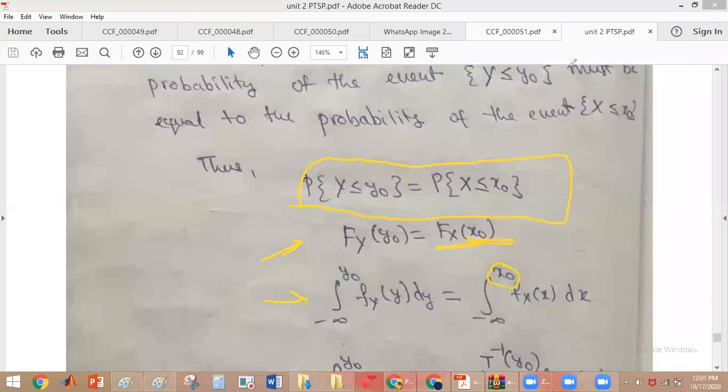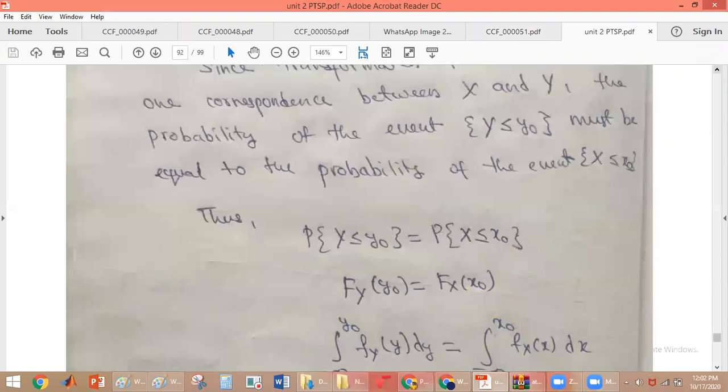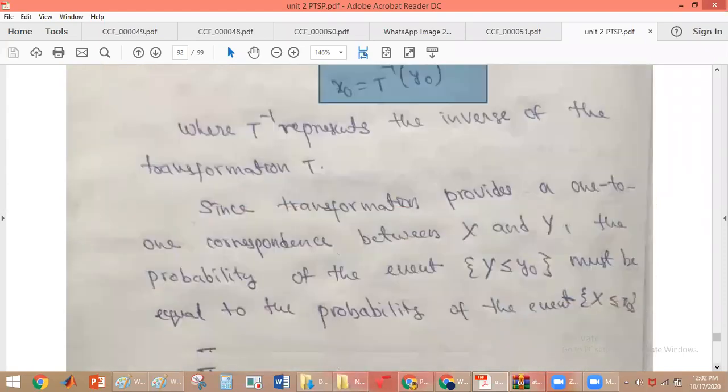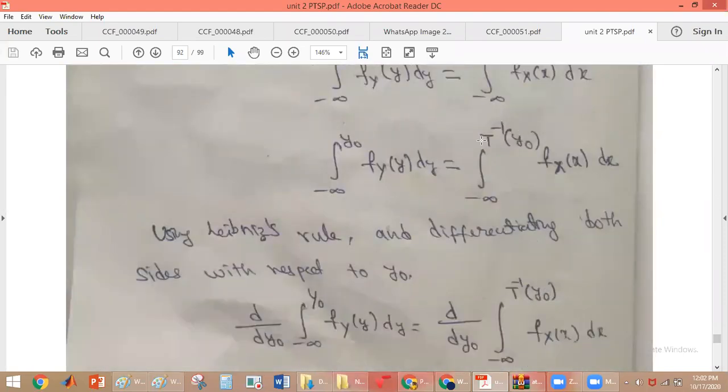So we know that x naught is equal to T inverse of y naught. See here, what is x naught? x naught will be equal to T inverse of y naught. So in the place of x naught, we'll be substituting T inverse of y naught.